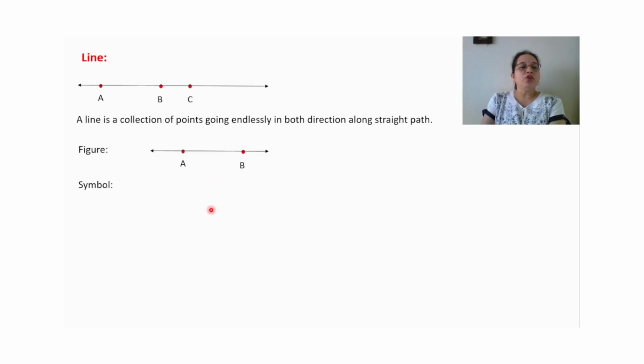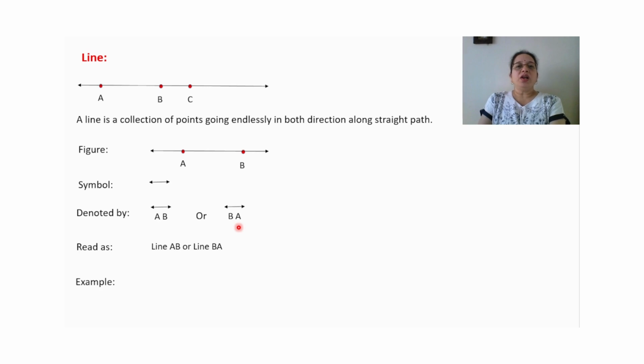The symbol we use to represent a line is one bar with arrows on both sides. How can we denote this line? Any 2 points, A, B with the symbol, and since we can extend the line in both the directions, we can change the order. We can say B, A. So both ways are correct to represent the line. We read this as line AB or line BA.